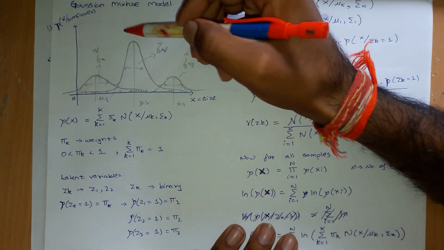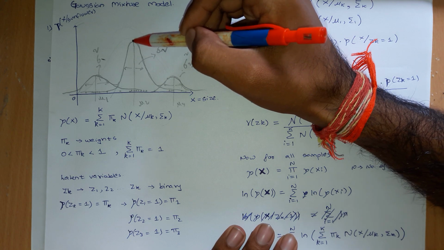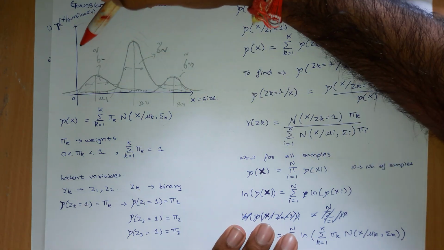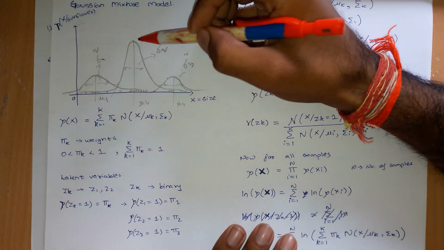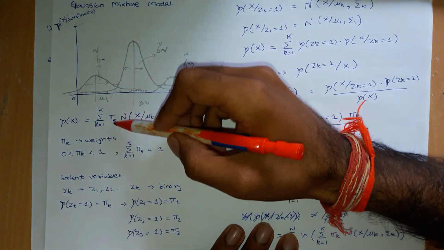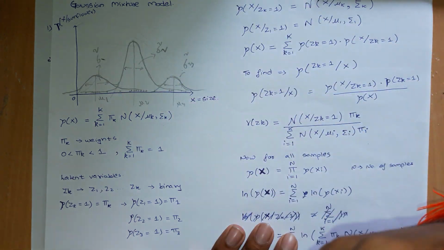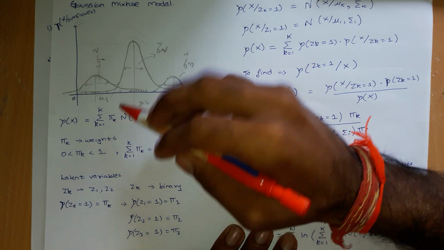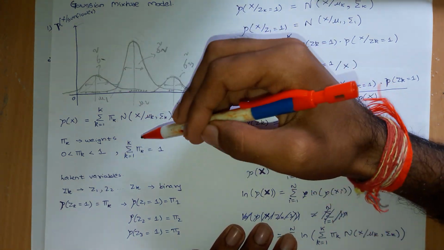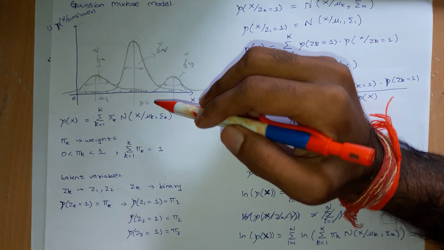Also you can see that these peaks are different: this is higher, this is smaller, this is smaller, even smaller. So there are some weights that are multiplied. The Gaussians are not directly added. The Gaussians are first multiplied with some weights, and then we add them up.